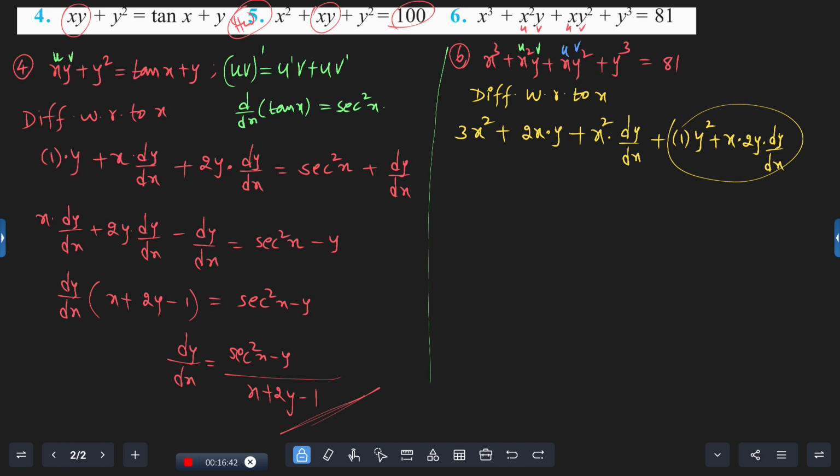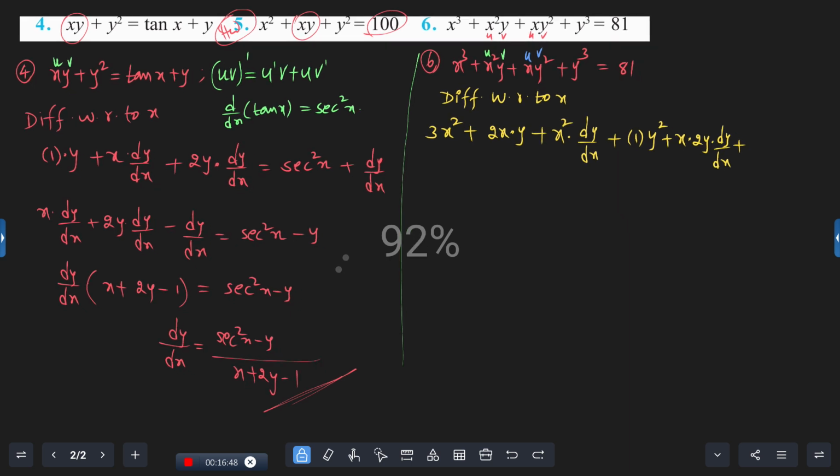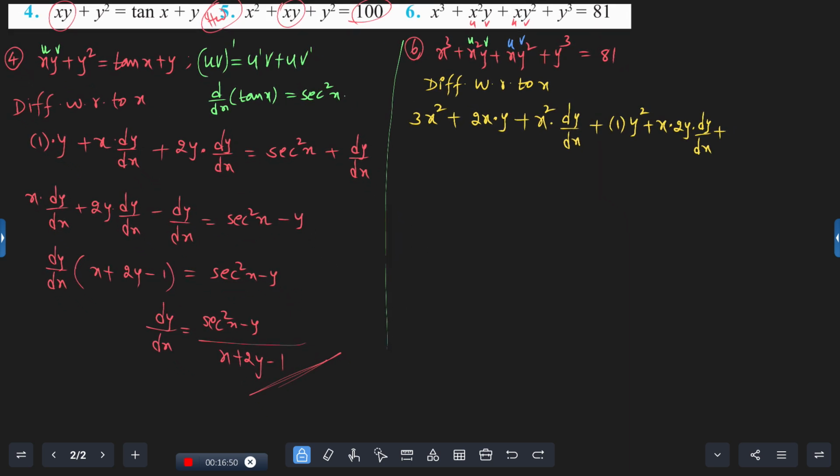Okay. Next, what is the derivative of y cube? Derivative of y cube. Yes, very good. 3y power 2, means the power comes down and 1 is reduced. So 3y square into y derivative, dy divided by dx. Equal to 81, derivative is what? 0, because it is a constant.